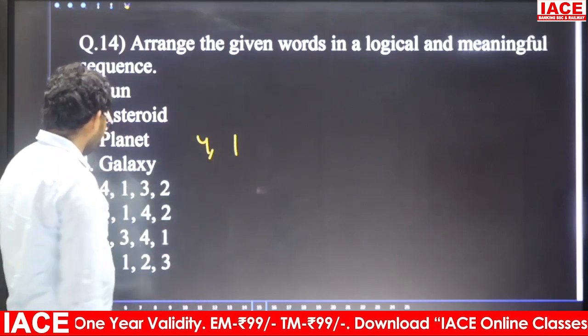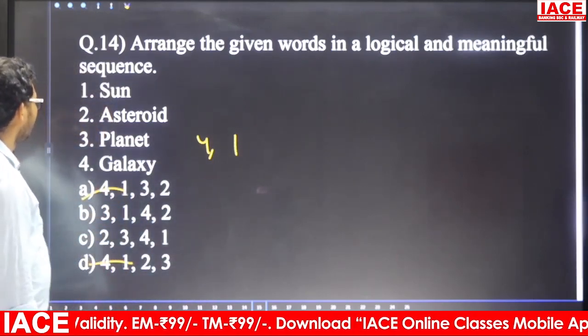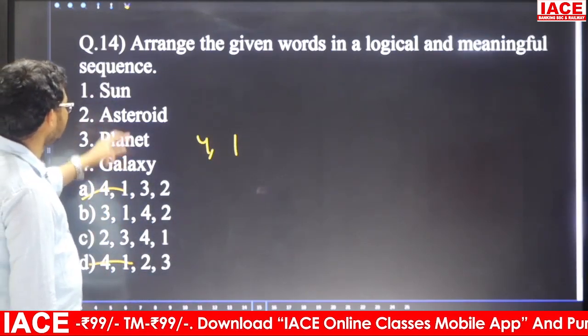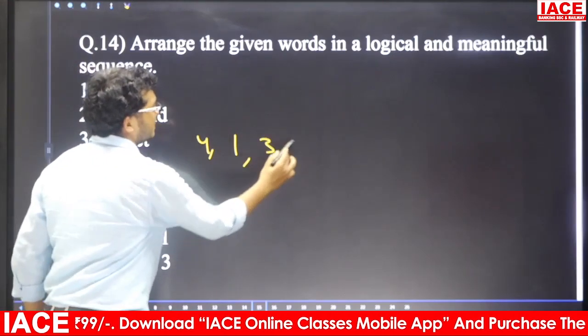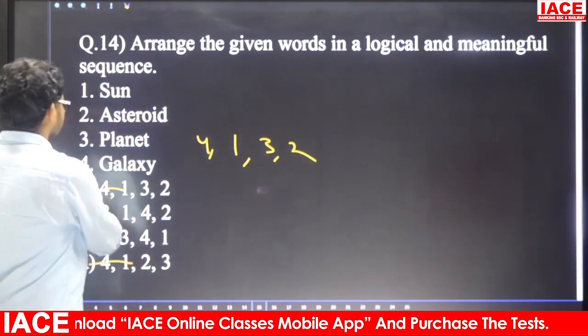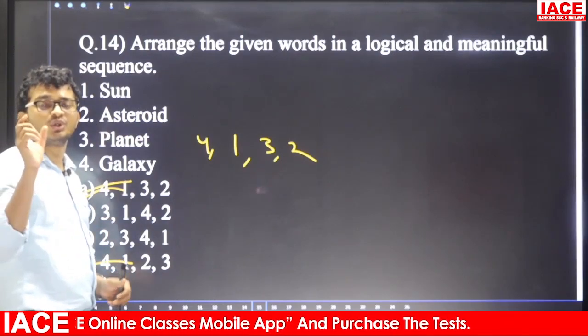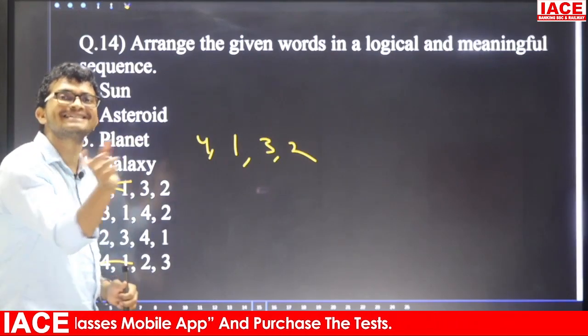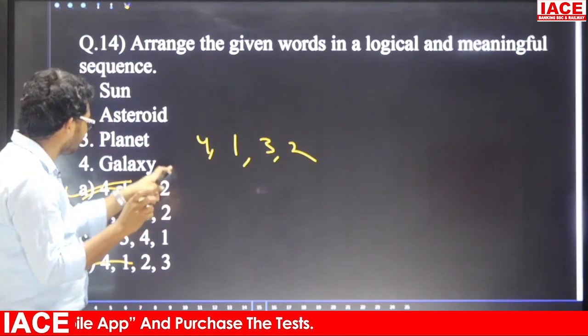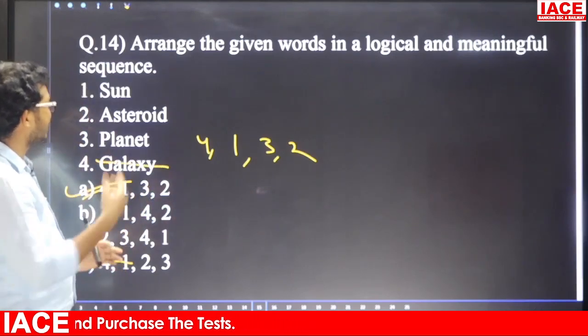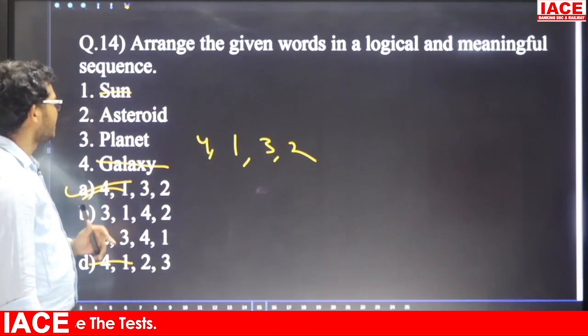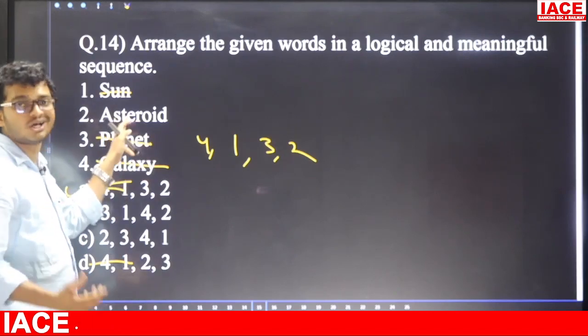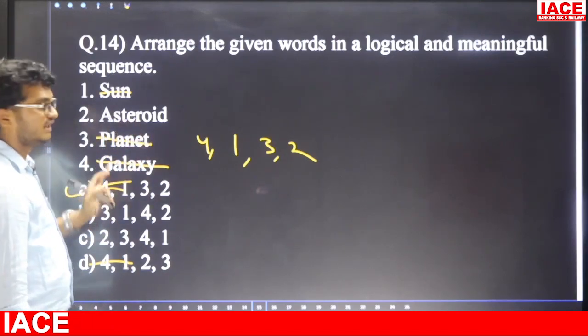So with 4-1, we are having the 2 options. After sun, next one is what? Planet. Next one is what? Asteroid. So that means here 4-1-3-2, answer is what? Option A. We are arranging the sizes in the descending order. First largest one is galaxy, next second largest one is sun, next one is planet, next one is asteroid. Answer is Option A.